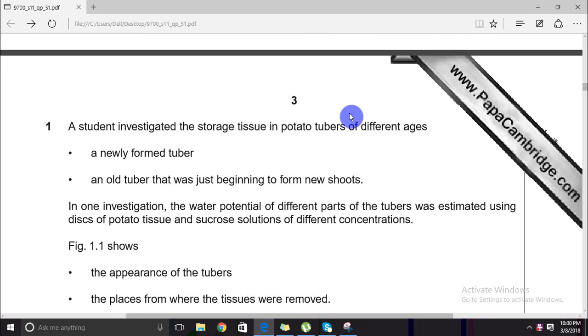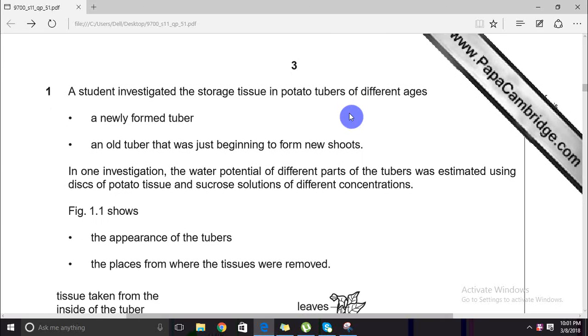So, a student investigated the storage tissue in potato tubers of different ages. A newly formed tuber and an old tuber that was just beginning to form new shoots. In one investigation, the water potential of different parts of the tubers was investigated using discs of potato tissue and sucrose solutions of different concentrations.